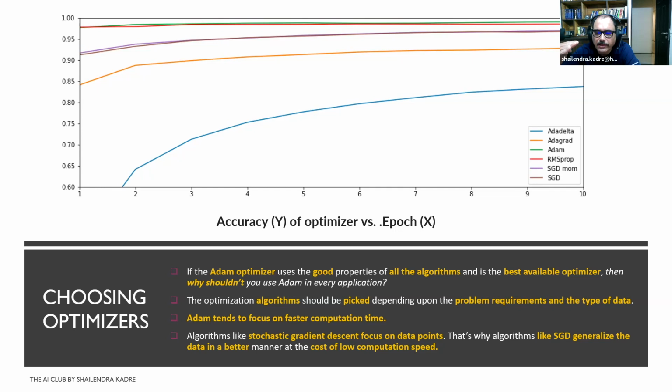You get a better generalized model with the help of SGD. But with the help of ADAM, you get faster computation time. SGD gives you a more generalized and better model, but computation speed is low compared to ADAM. So that's where you have some advantages and disadvantages.